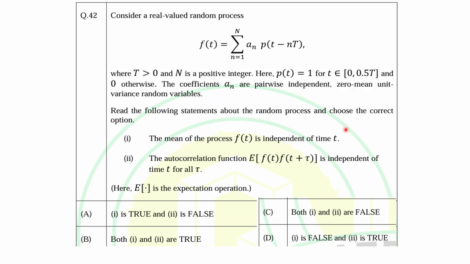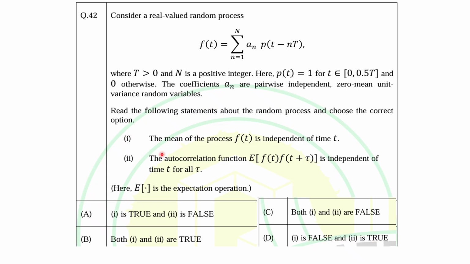Read the following statements about the random process and choose the correct option. Here it is given that the mean of the process f is independent of time. We have to find the mean of f(t), and then the autocorrelation function, the expectation of f(t) times f(t plus tau), independent of t. If you look into this question, it appears that it may be difficult, but this is a very easy question.